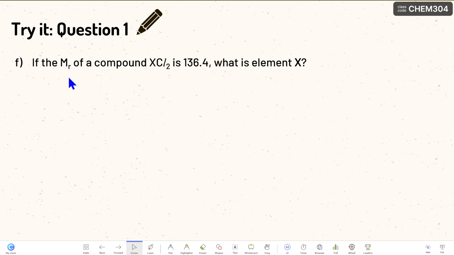Okay, if the Mr of XCl2 is 136.4, what is the element X? First of all, let's find out the mass of X, the Ar of X. You take the total, minus away chlorine. Each chlorine is 35.5, so minus away 2 times 35.5 gives you 65.4. The Ar, relative atomic mass, of X is 65.4, and the closest, of course, is zinc.